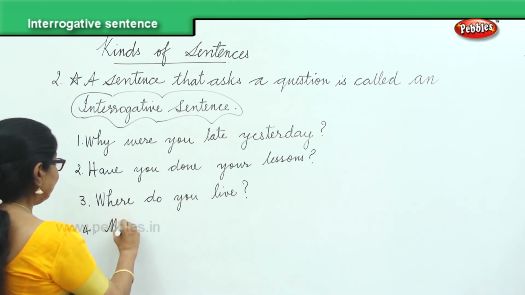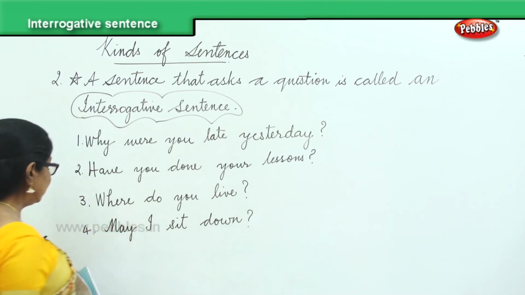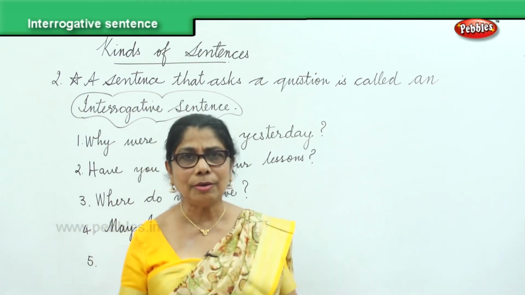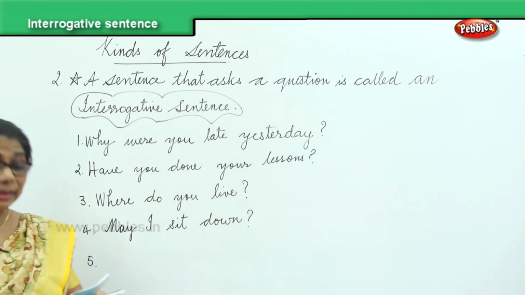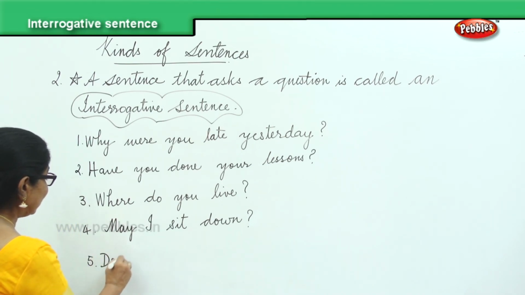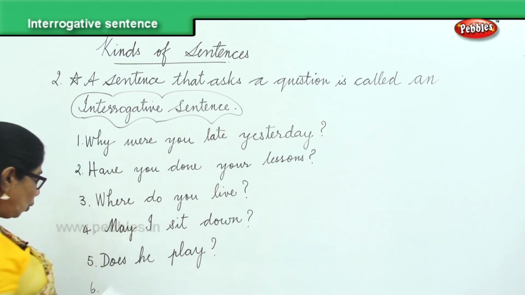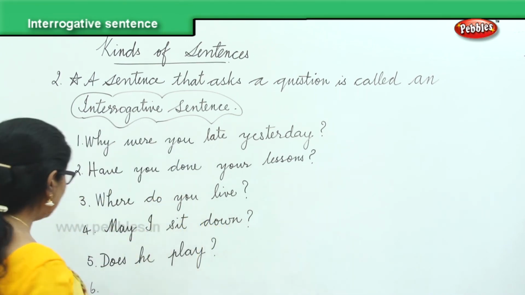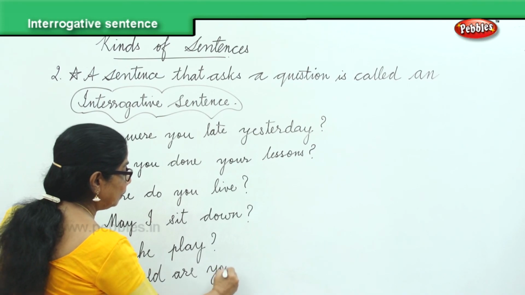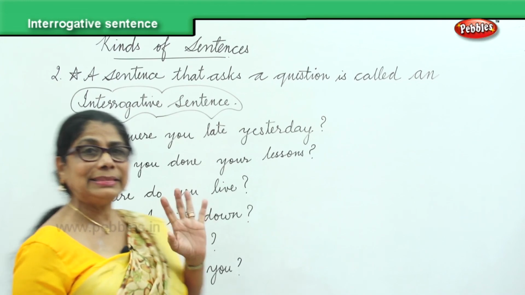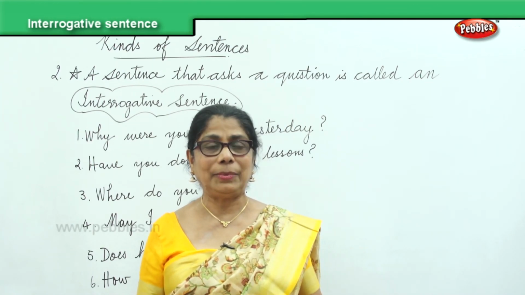May I sit down? Teacher will make you stand in the class. What will you ask? May I sit down? Or you go somewhere to somebody's house. May I sit down? Interrogative sentence ends with a question mark, begins with a capital letter. Does he play? Question mark. And finally, you have one more question. How old are you? Again, it begins with a capital letter, ends with a question mark. Any sentence that asks a question, we call an interrogative sentence.